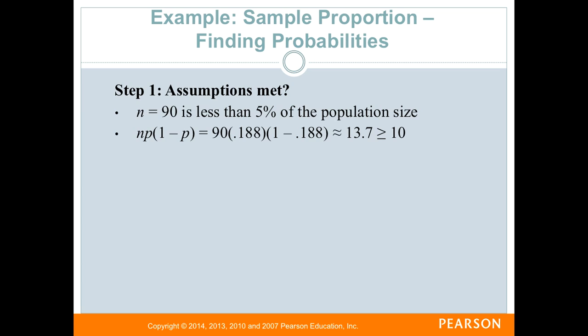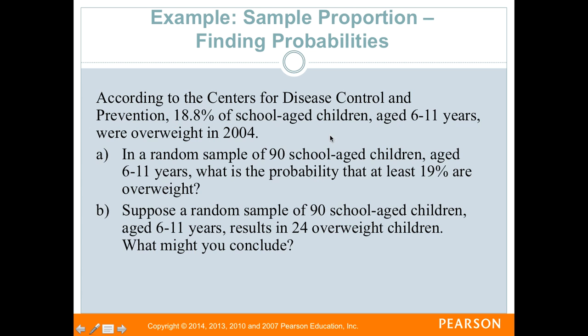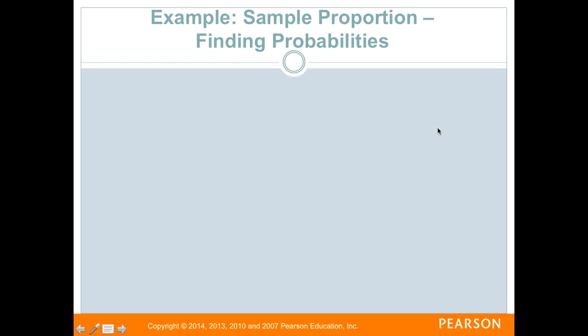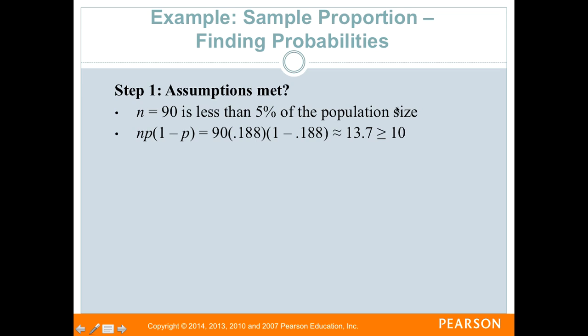So let's look at A first. The very first thing we want to do is make sure that our assumptions are met, okay? Our sample size is 90. If you think about our population, it's all children 6 to 11. That's going to be a pretty large population. So taking only 90 individuals out of that, it's definitely going to be less than 5% of our population size.